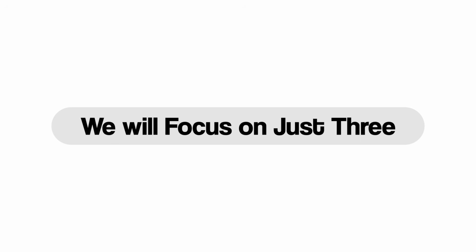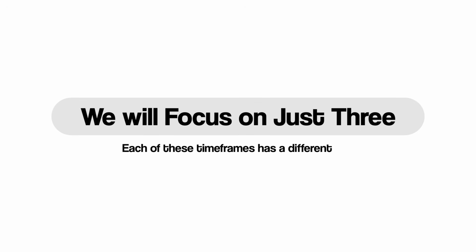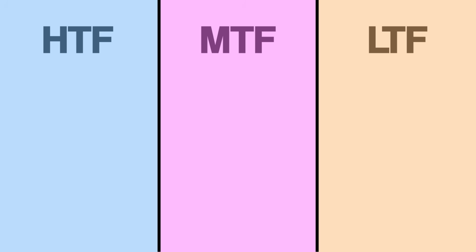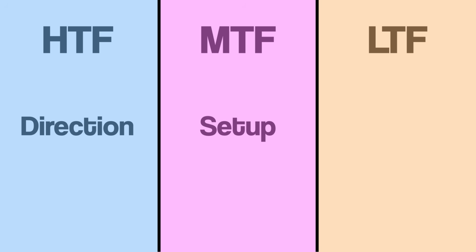And it's important to understand that each of these timeframes has a different role. The higher timeframe is used to identify the overall market direction and key context. The medium timeframe helps us find a valid trade setup within that context. And the lower timeframe is used for precise execution.